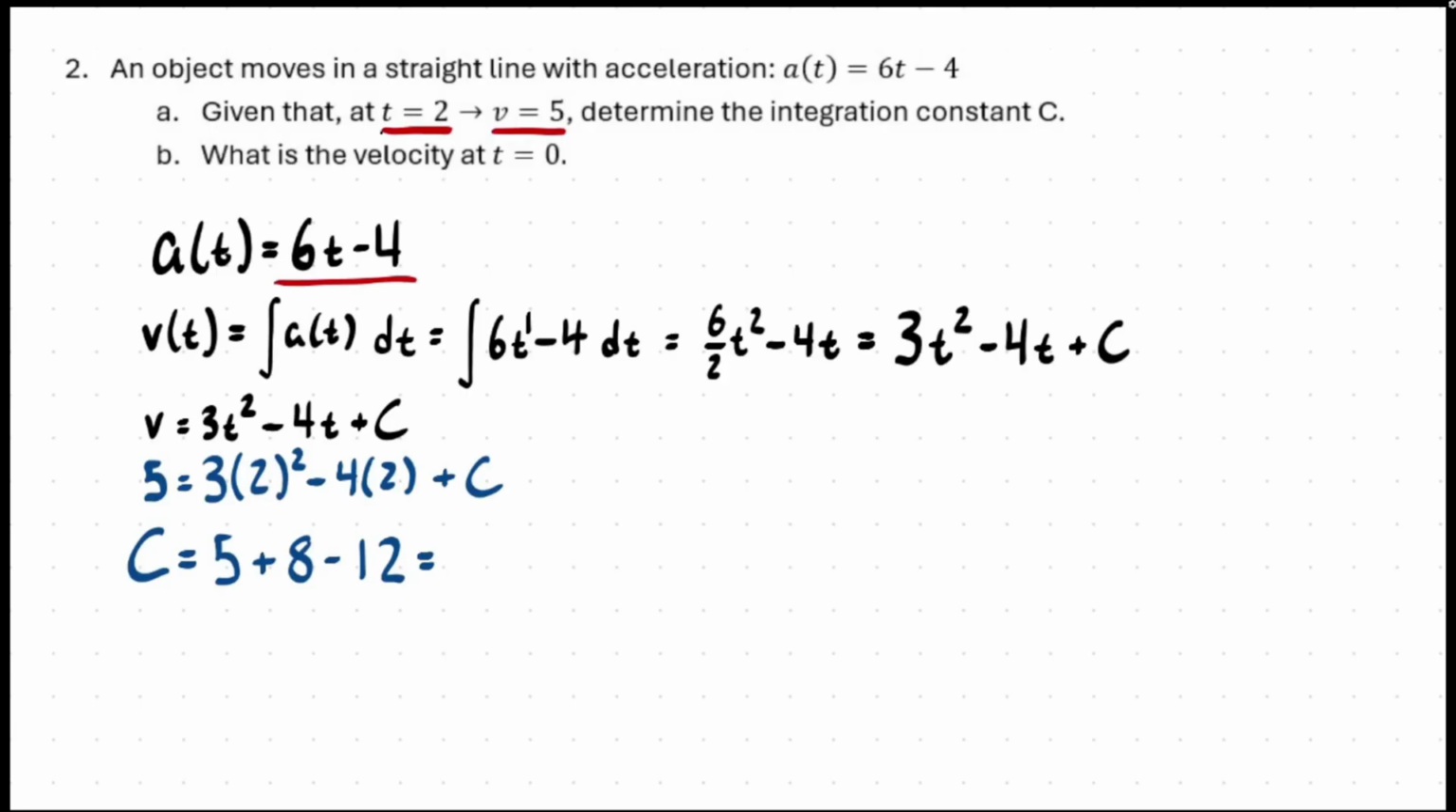what is this? 13 minus 12, or just 1. So that is going to be our answer for c. I'll rewrite it down here.